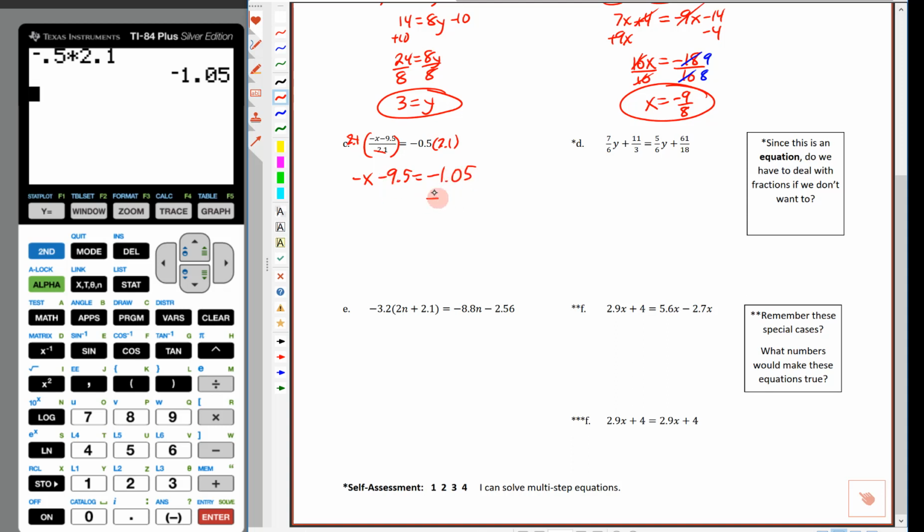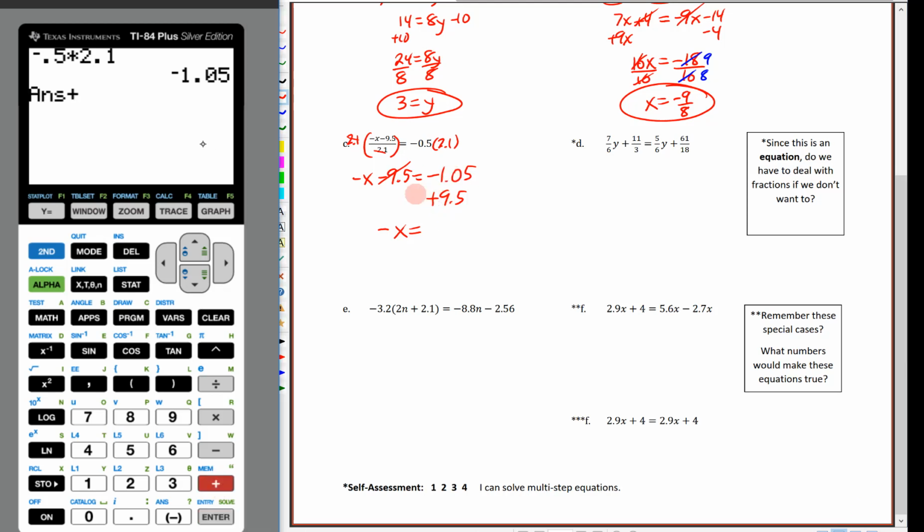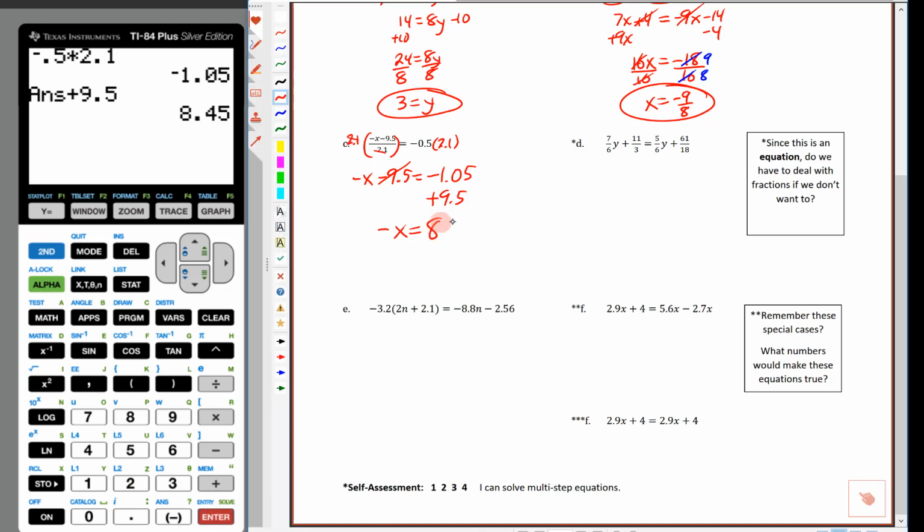We're going to go ahead and move this over to the other side by adding 9.5. Again, we've got the variable over there. So we have a negative x equals, and I've got the negative 1.05 plus 9.5. And again, here's how we can use our calculator to our advantage. Rather than type this whole thing in, let's just hit the plus sign, and notice that it says take that last answer, which is negative 1.05, and we're going to add 9.5 to it. So we end up with 8.45. And then we don't want negative x, we want positive x. So we don't want 8.45, we want the opposite of that. So that's negative 8.45. And that right there is the answer.